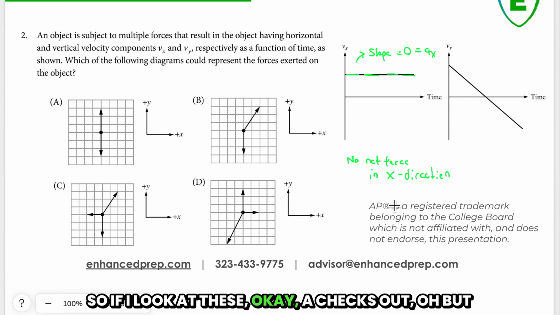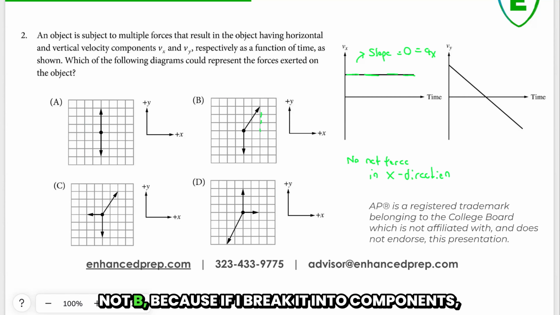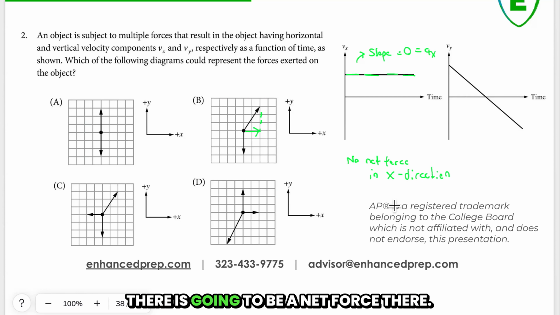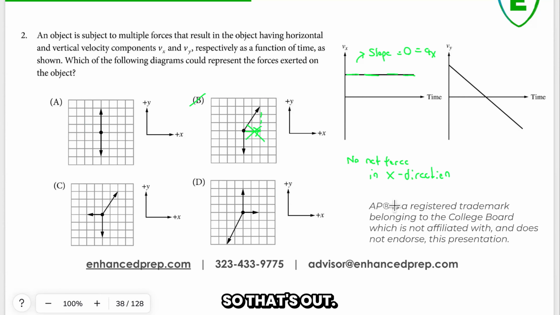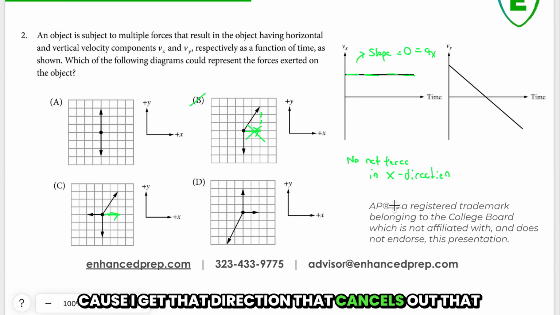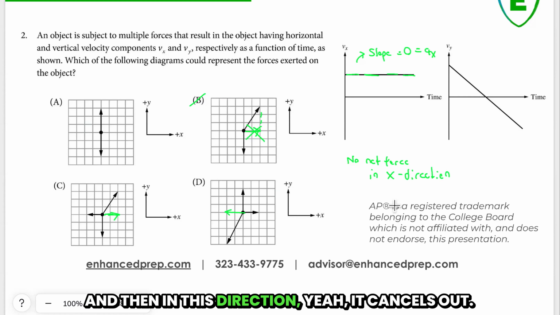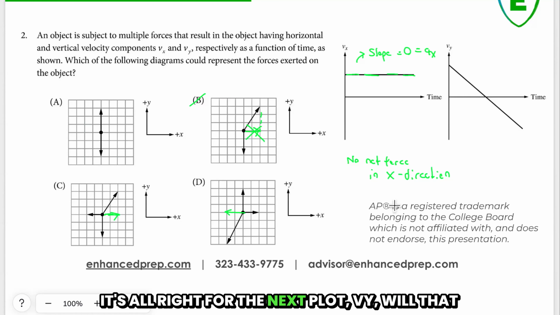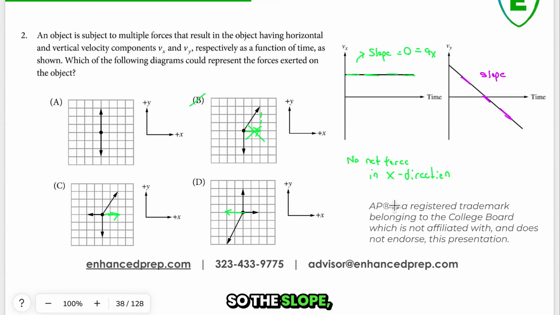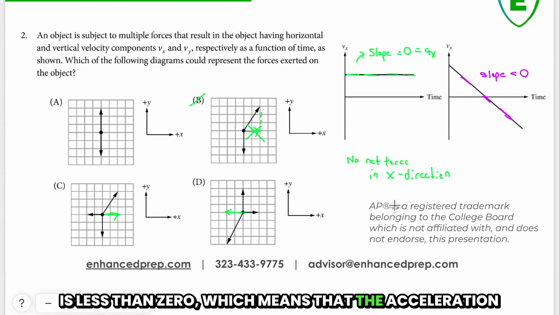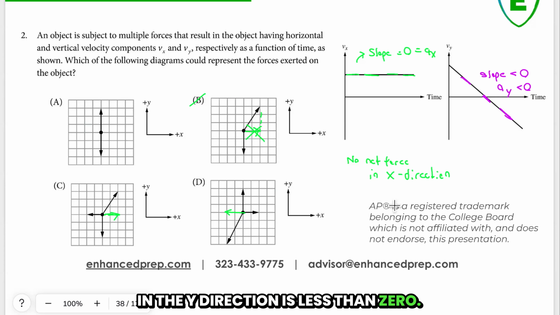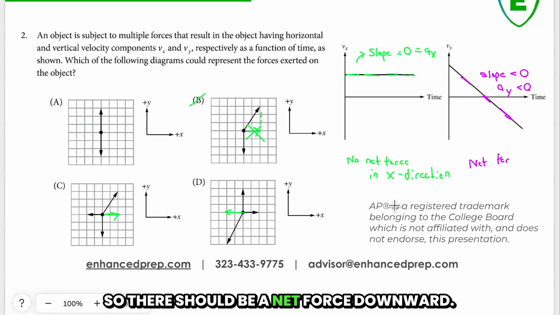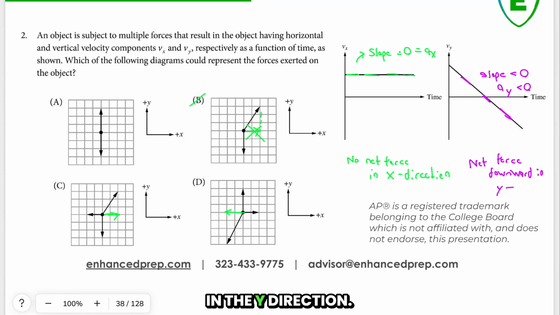I can immediately go through, divide and conquer, and eliminate answers based on that. So if I look at these, A checks out, but not B, because if I break it into components, there is going to be a net force there. So that's out. C would be okay, because that direction cancels out that one, and in this direction, yeah, it cancels out. A is out. Now I have to look at these other ones. For the next plot, Vy, well, that's sloping downwards. So the slope is less than 0, which means that the acceleration in the y direction is less than 0. So there should be a net force downward in the y direction.